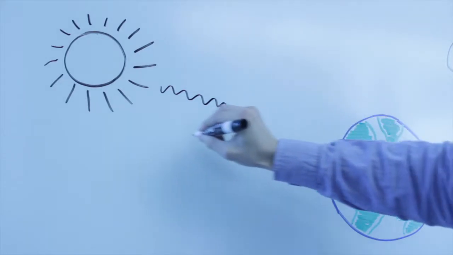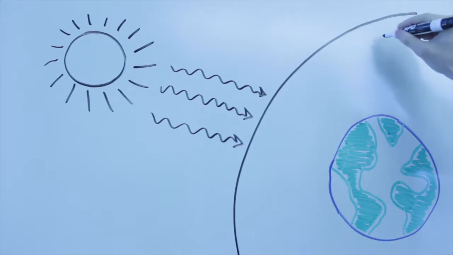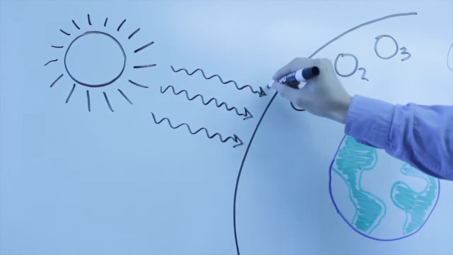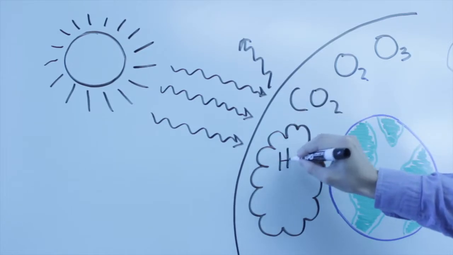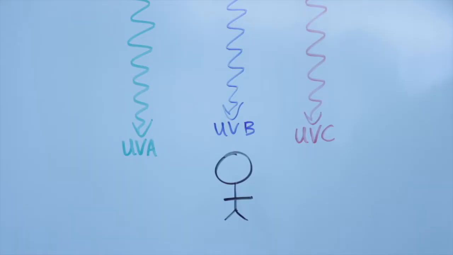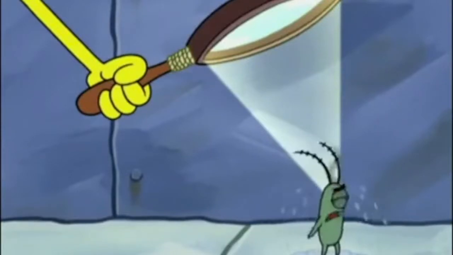Lucky for us, UV rays must first pass through the atmosphere, which is our best line of defense. Molecules that make up the atmosphere, like ozone, oxygen, and carbon dioxide, absorb and reflect UV rays. Clouds, made up of water vapor and small particles of dirt called aerosols, also absorb and reflect UV radiation back into space. This armor stops all UVC and about 90% of UVB rays. But we are still at risk from the 10% of UVB and all of the UVA rays that make it to our skin.